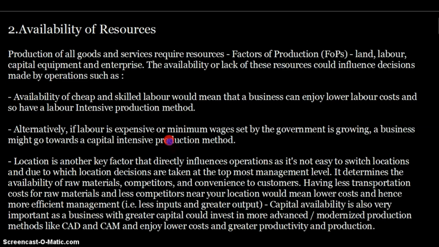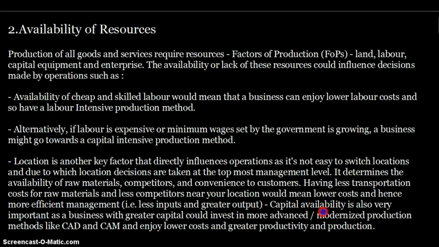Location is another key factor that directly influences operations, as it's not easy to switch locations, due to which location decisions are taken at the topmost management level. It determines the availability of raw materials, competitors, and convenience to customers. Having less transportation costs for raw materials and fewer competitors near your location would mean lower costs and hence more efficient management. That is, less input and greater output.